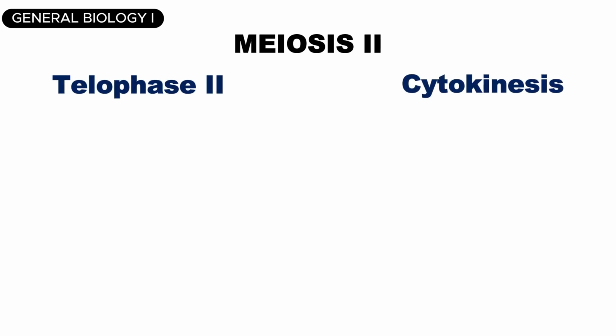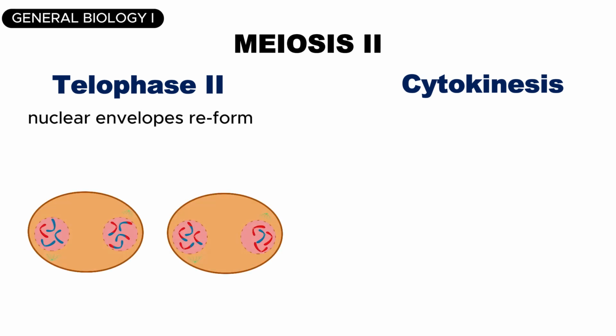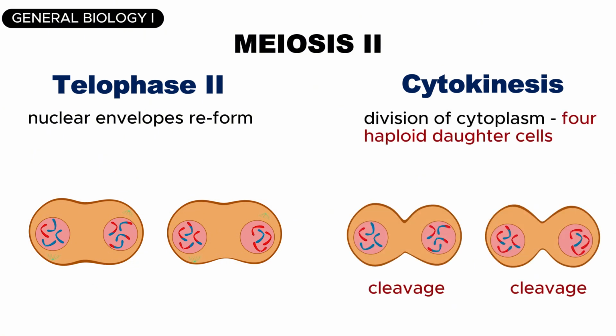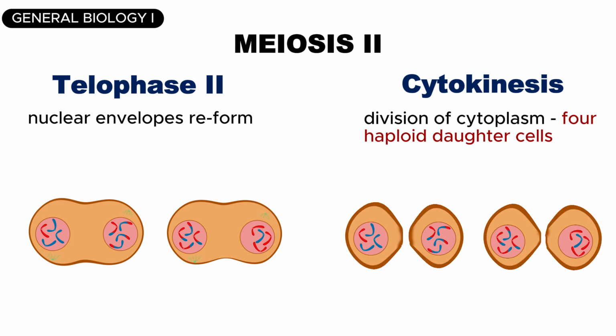The final stages of meiosis II are telophase II and cytokinesis. During telophase II, the chromosomes reach the poles and nuclear envelopes reform around each set of chromosomes. Cytokinesis then occurs, dividing the cytoplasm and creating a total of 4 haploid cells. Each of these cells has a unique set of chromosomes, thanks to the processes of crossing over and the independent assortment of chromosomes during meiosis I.